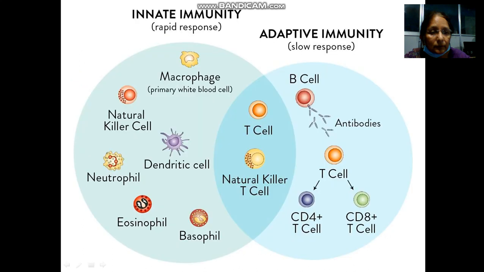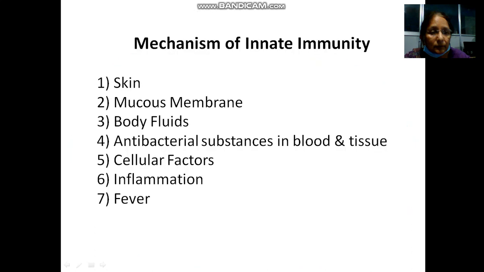Innate immunity and adaptive immunity: innate immunity is a rapid response, adaptive immunity is a slow response. The effector cells of innate immunity are macrophages, natural killer cells, dendritic cells, neutrophils, eosinophils, basophils. In adaptive immunity, they are B lymphocytes and T lymphocytes. B lymphocytes produce antibodies and T lymphocytes produce cytotoxic cells. The T cells and natural killer T cells are common in both types of immunity.